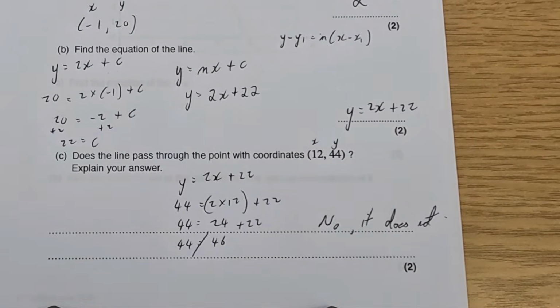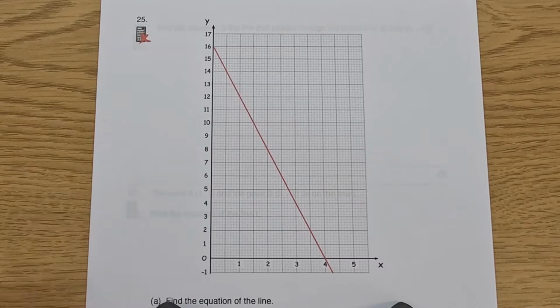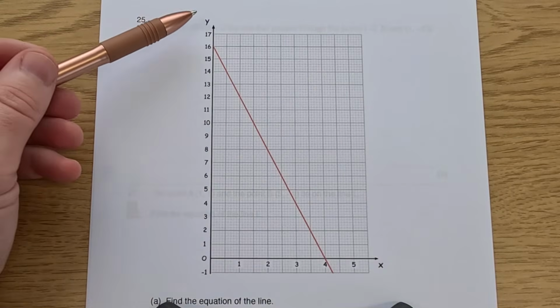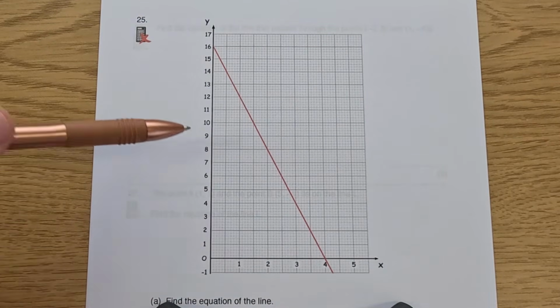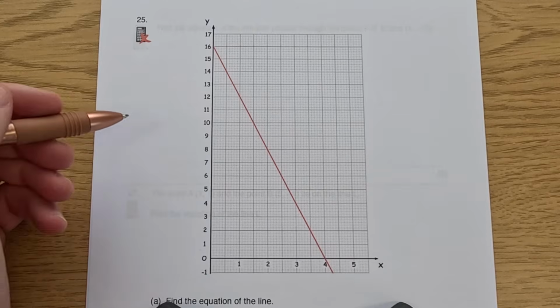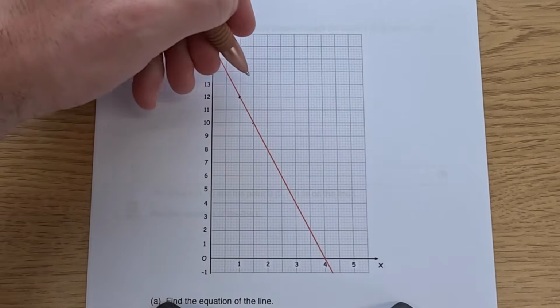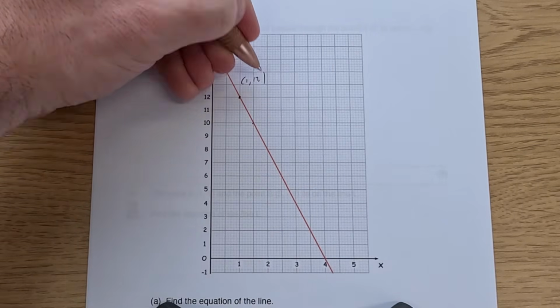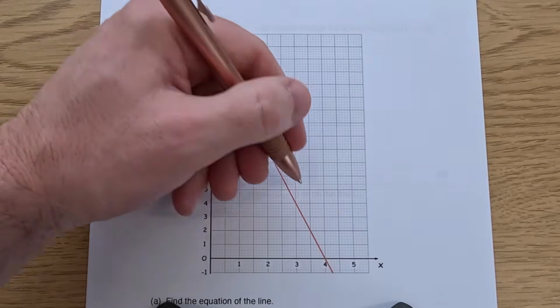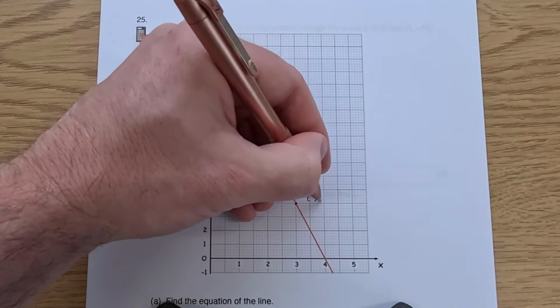Okay, let's look at our next question, question number 25. We've got this grid and we've got this line, and part A says find the equation of the line. So we want to find the equation of this line. We know the y-intercept is 16, that's quite straightforward, but let's find the gradient of the line to begin with. I'm going to choose this point here, the point (1, 12), and I'm going to choose this point here, the point (3, 4).